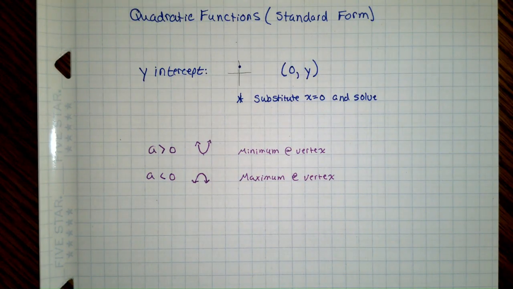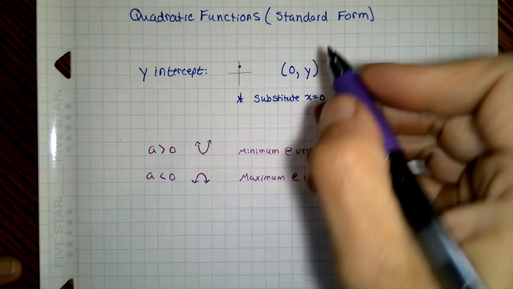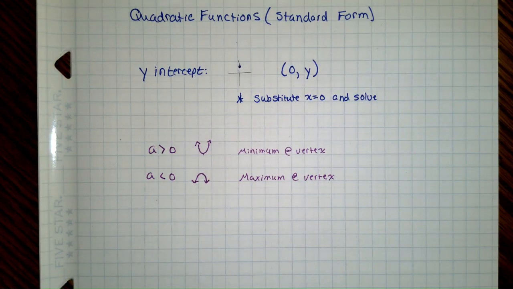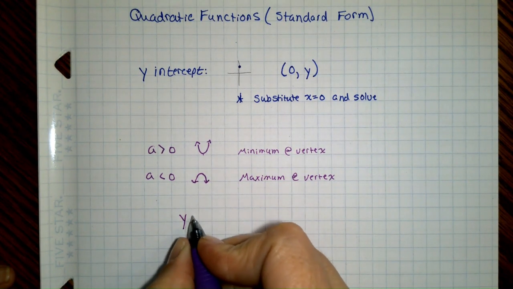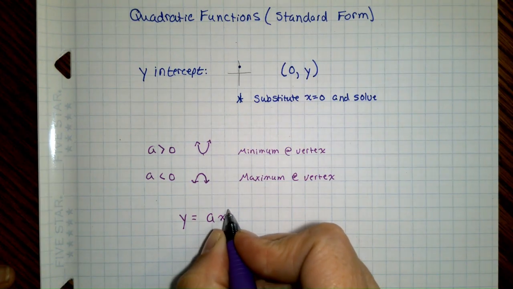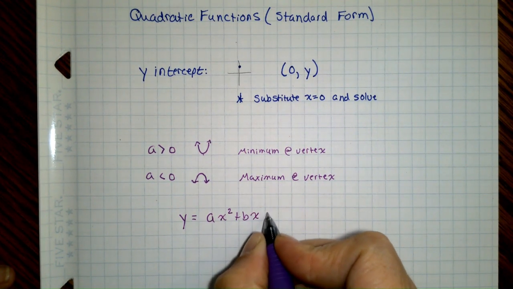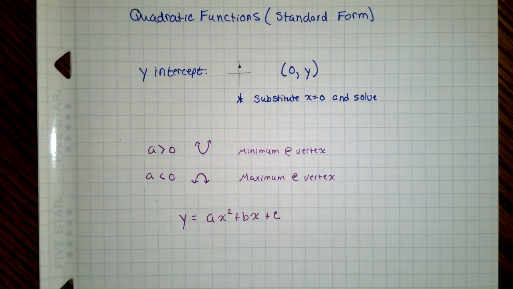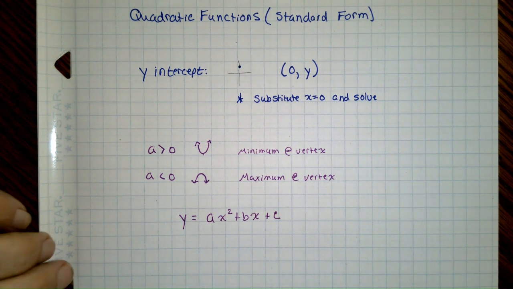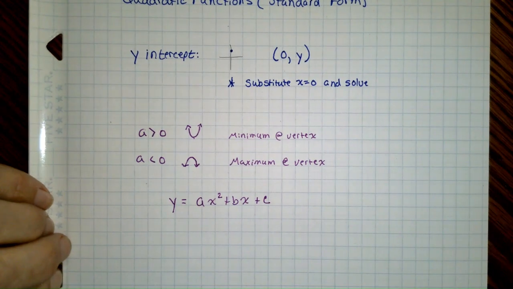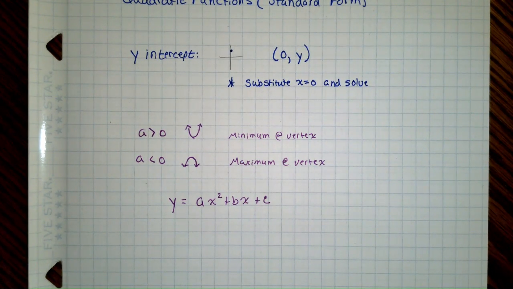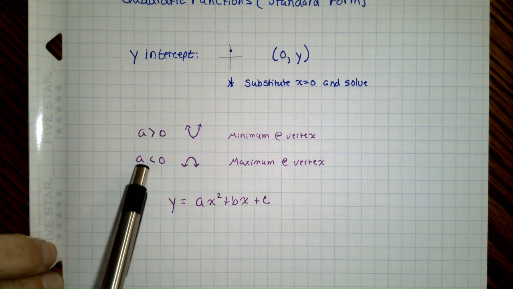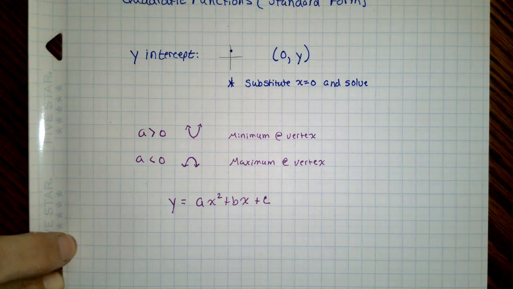Unfortunately, in standard form, we're not going to see our vertex immediately. We're actually going to have to do some work. So vertex form had the h and the k right there, but standard form is going to look a little bit different. It's going to be expanded out. y equals ax squared plus bx plus c. So the only things I can gain quickly from this are whether it opens up or down, and I can get my y-intercept really quickly.